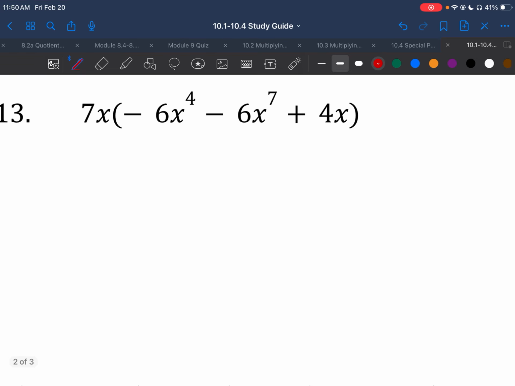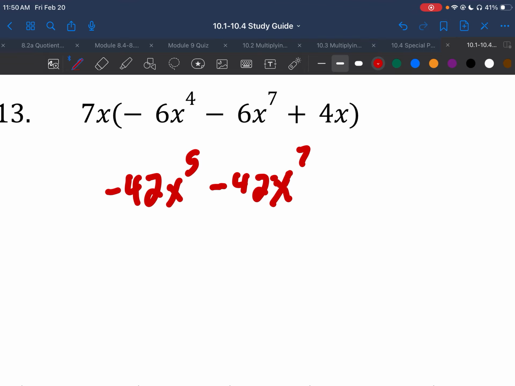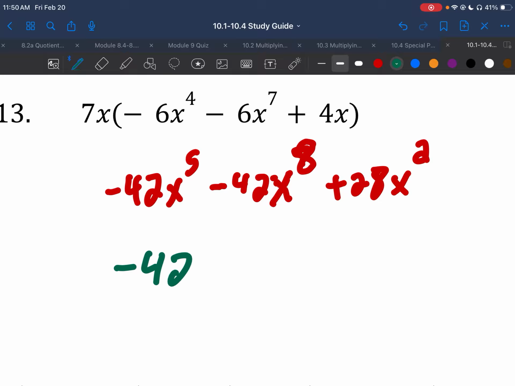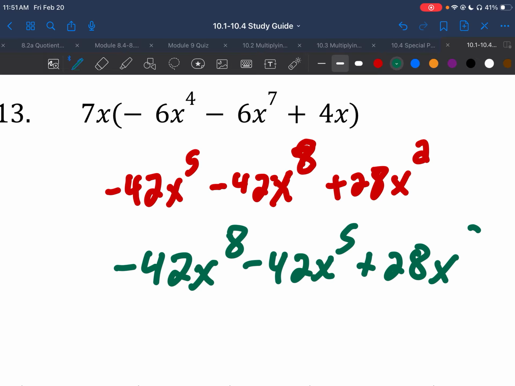Number 13, 7x times negative 6x to the 4th is negative 42x to the 5th. 7x times negative 6x to the 7th is minus 42x to the 8th. And then we have 7 times 4 is plus 28x squared. We're not in standard form. We need to rewrite it in standard form. So it's negative 42x to the 8th minus 42x to the 5th plus 28x squared.